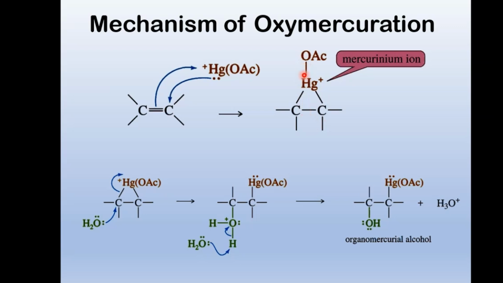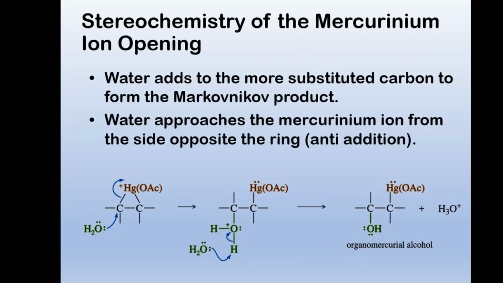And I should draw it on the whiteboard this way. And then water hits, and we have this oxygen with a positive charge and three bonds. A weak base can pull that off, and here is an organomercurial alcohol. And I said at the beginning on the whiteboard that the water has a choice between those two carbon atoms, and it's going to choose the more substituted carbon to form the Markovnikov product. And the reason is a lower transition state.